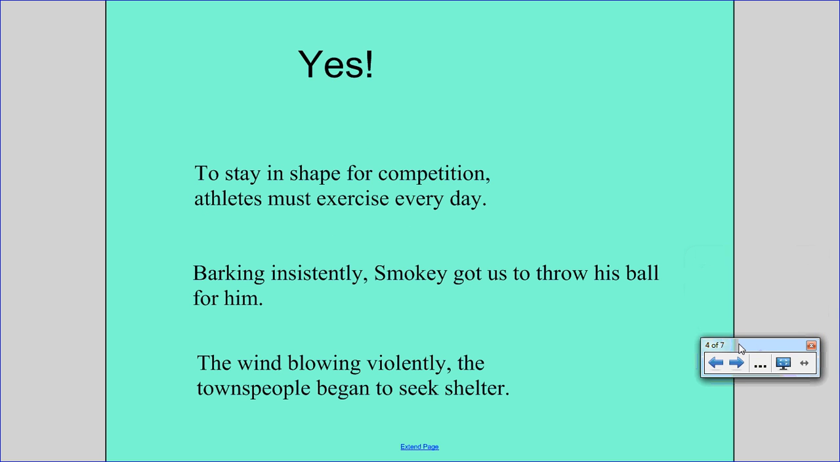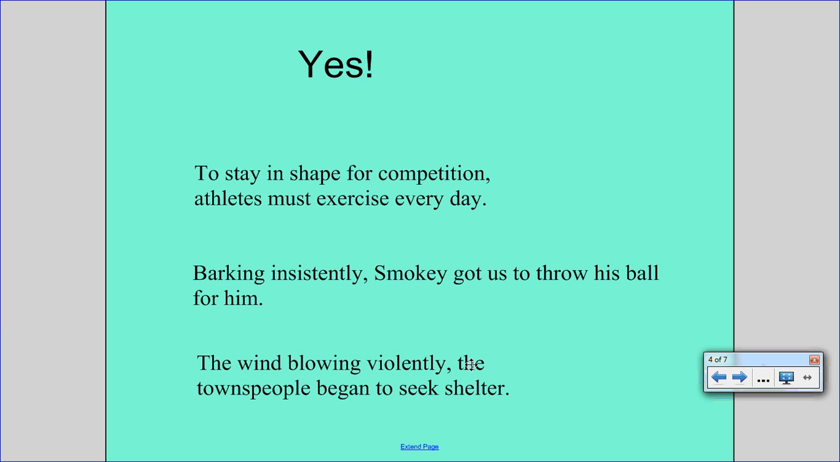Here are some other examples of introductory clauses. These first two are just rephrasings of the two sentences that we saw already. So I'm going to skip over them and go down to the third one. "The wind blowing violently, the townspeople began to seek shelter." Or it could say, "Because the wind was blowing violently, the townspeople began to seek shelter."